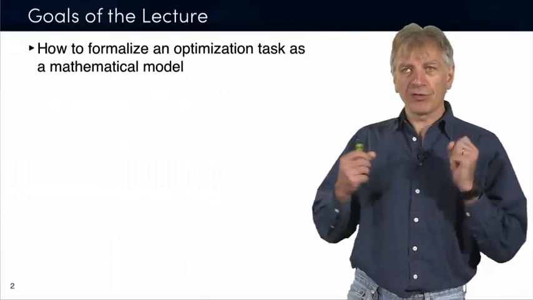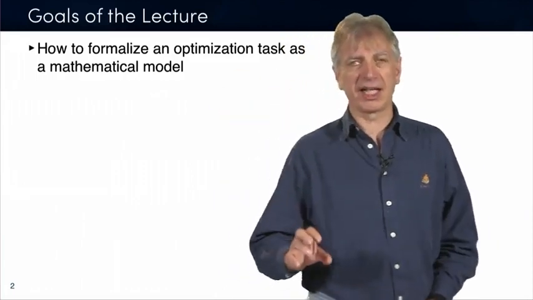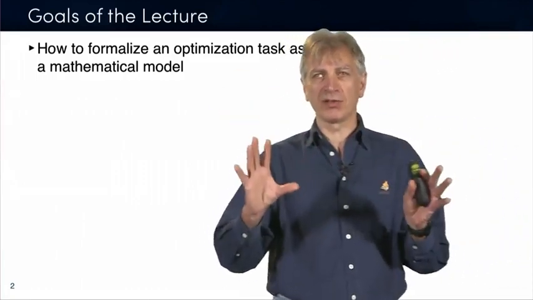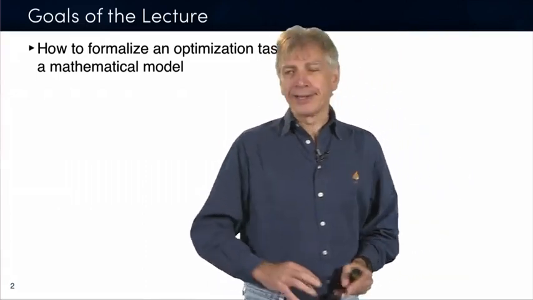Okay, so the first thing we're going to do is talk about how to formalize an optimization task as a mathematical model. This is the key. Okay, so this is the key for actually solving these problems. You have to be able to model them mathematically. Why? Let me give you an example.